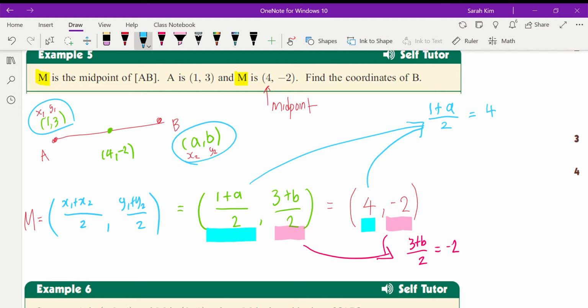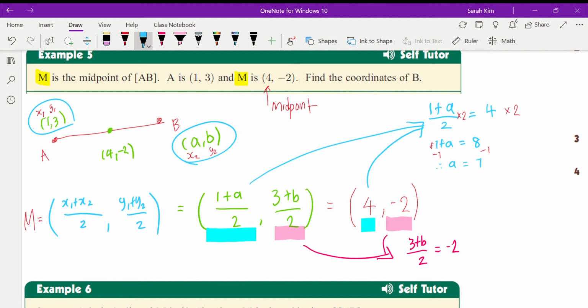Well, first of all, I want A by itself, so I'm going to get rid of this divide by 2 by timesing by 2. So I get 1 plus A equals 4 times 2, which is 8. Almost there. I just got to get rid of this plus 1, so I've got to do a minus 1. So all I get is, therefore, A is 8 take 1, which is 7. Right, so A is actually 7. Let's keep going with the other one.